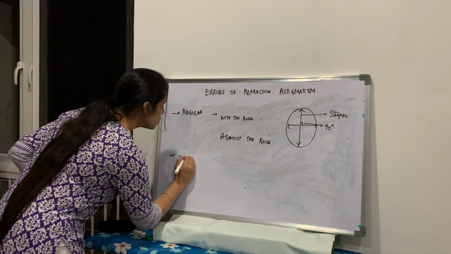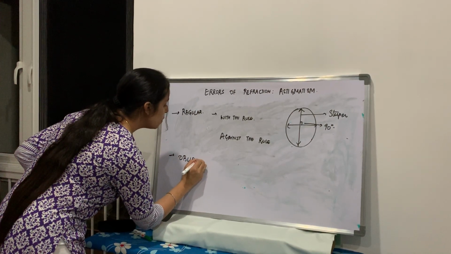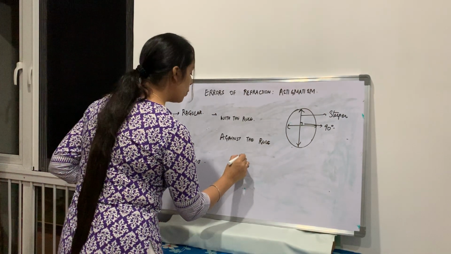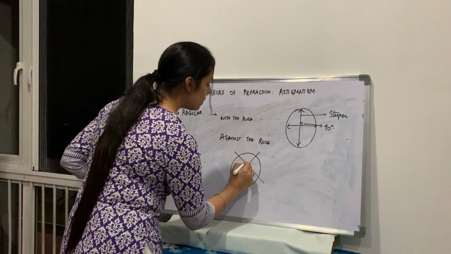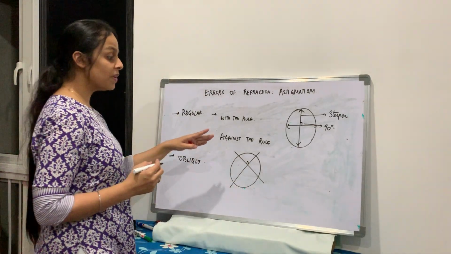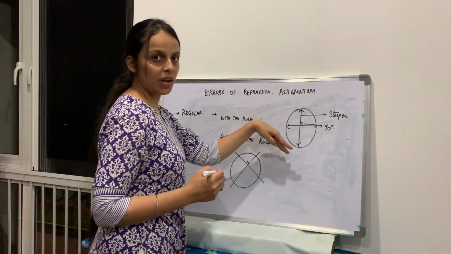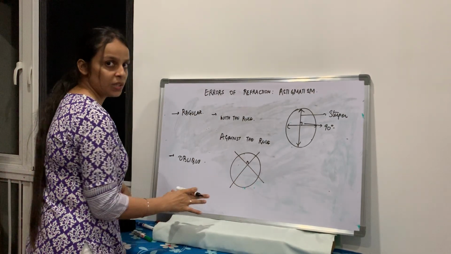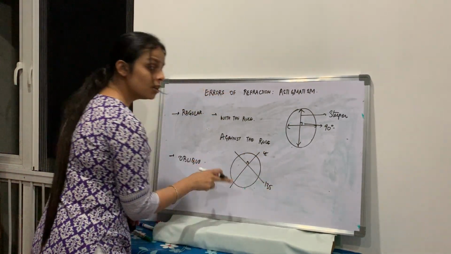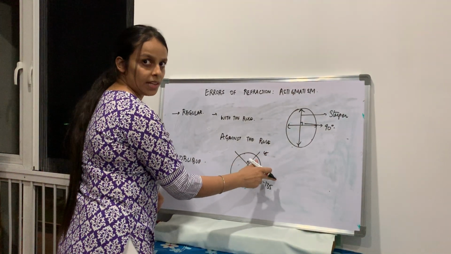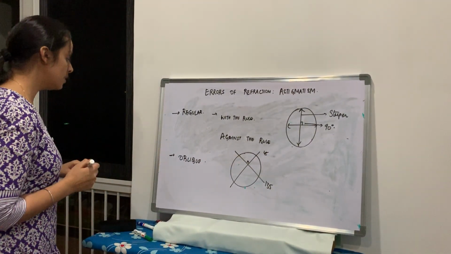Another one is oblique astigmatism. Oblique astigmatism is something wherein the meridia are perpendicular to each other, but the principal meridia are not actually 90 and 180. They are perpendicular to each other, but they can be somewhat like 45 or 135. They are perpendicular to each other, but they are not 180 and 90. Okay, so this is oblique.